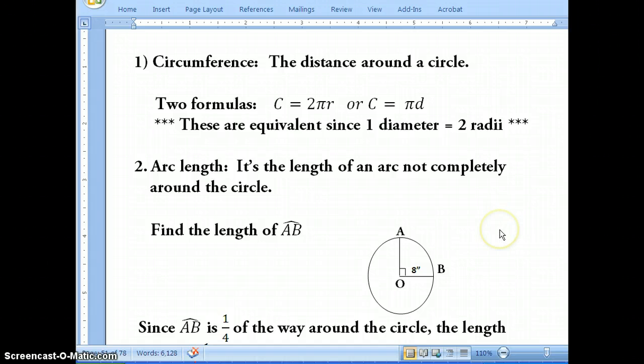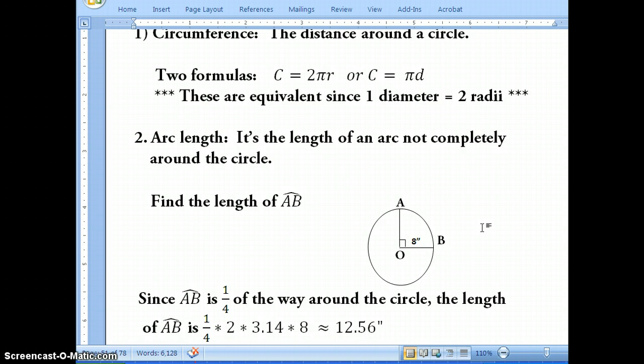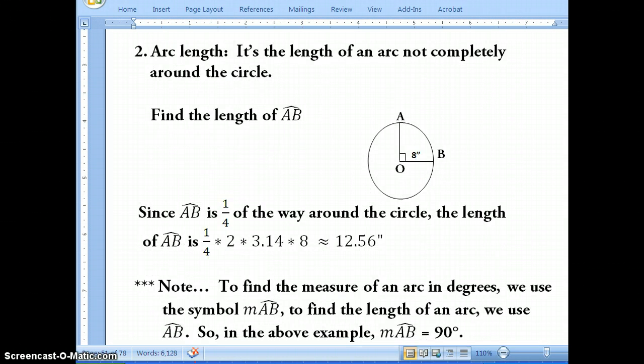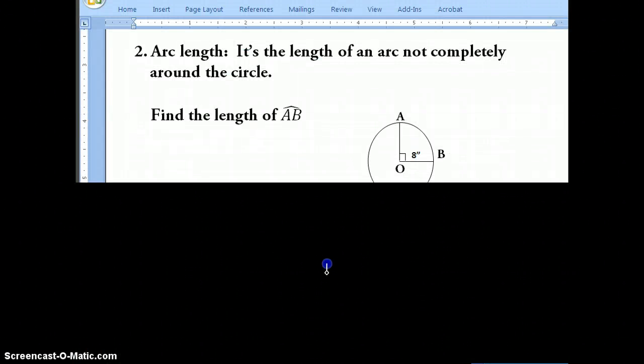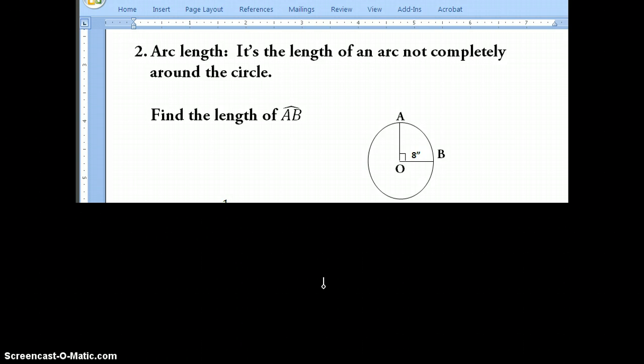Now the arc length, this is probably a new concept for you. The arc length of a circle is the length of the arc that is not completely around the circle. So, in this example here, I'm going to focus in on this right here. If I wanted to find the length of AB, what I'm looking for is this distance right here around the circle.